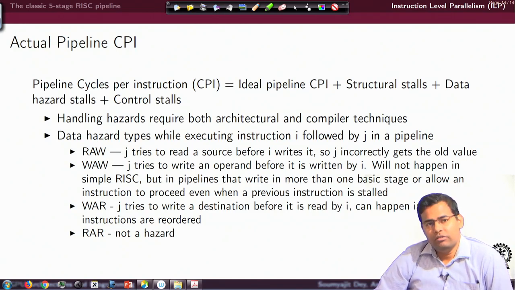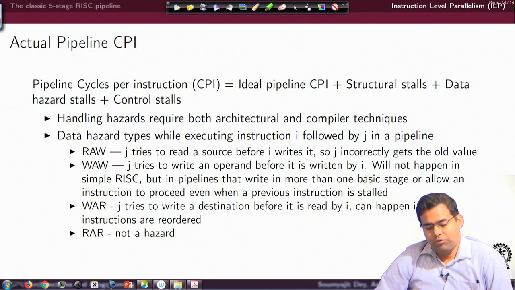Now, the other type of dependency is write after read. What is that really? J is the succeeding instruction. It tries to write a destination before it has been read by I. Now, as we have discussed already, I is being followed by j. So how can j really write before I reads?